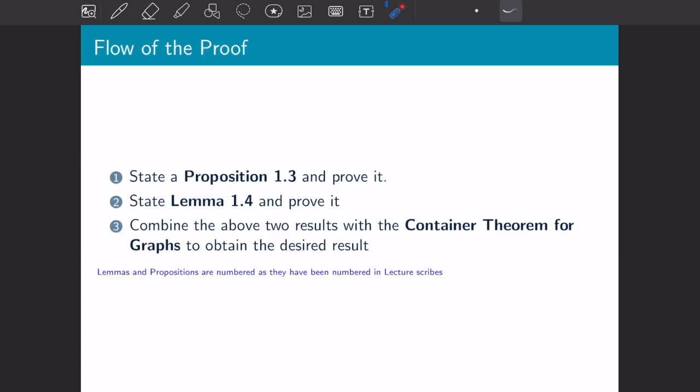Coming back to the proof of the main theorem, the flow of the proof goes like this. First, we will state a proposition and give its proof. We state a lemma then and prove it. And combining the results of these above two together with the container theorem for the graphs, we obtain the result which actually bounds the number of C4 free graphs on n vertices. One point to be kept in mind is that the lemmas and the propositions have been numbered exactly as they have been mentioned in the lecture 6 scribe notes. It will then be easy for the audience to tally the lecture 6 scribe notes with this video.